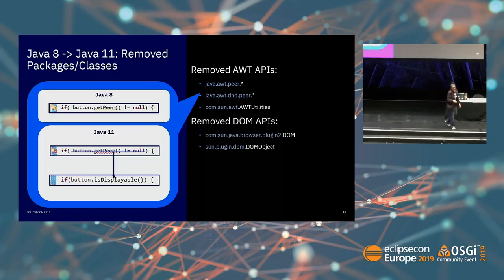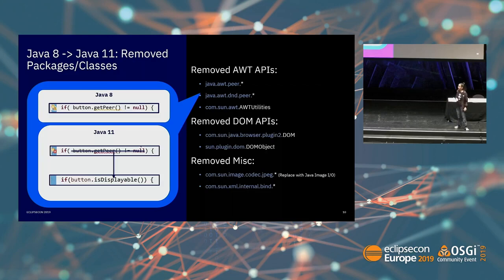Some DOM classes got removed, and the codec JPEG package got removed as well. So if you're using that, use Java ImageIO. The internal binding classes got removed. If you really, really want to use them, you can remove the internal off of the package and package up the JAXB packages in your application. But of course, Oracle always tells you shouldn't be reusing internal APIs.